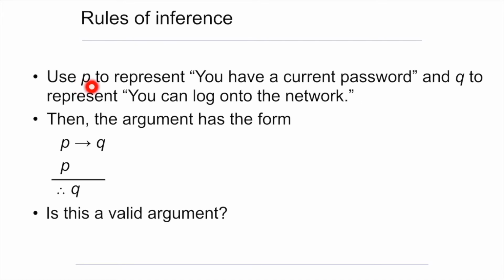Now we are going to use propositional variables to represent our argument. Let's use P to represent "you have a current password", and Q to represent "you can log onto the network". Then the argument will have this form: P implies Q, or if you have a current password, you can log onto the network. P, which is you have a current password, therefore Q.